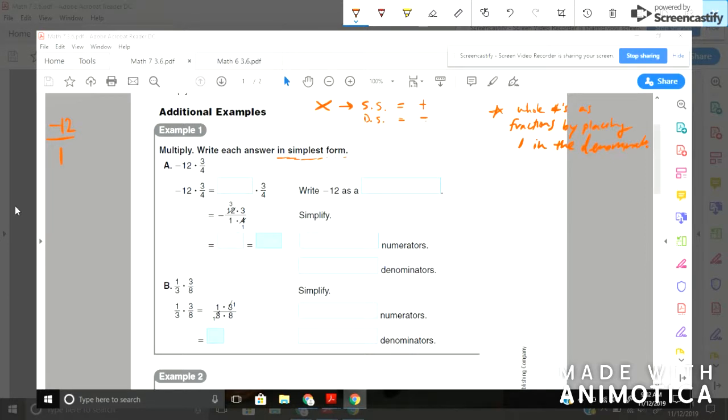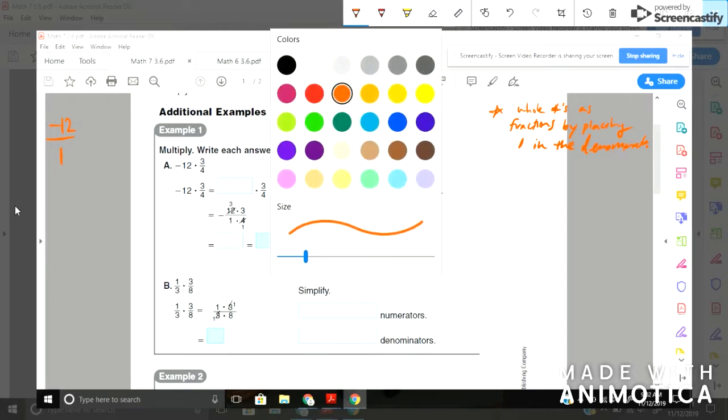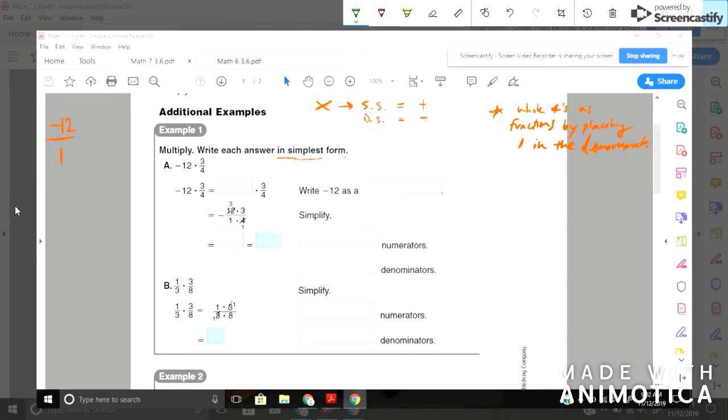All right, so use those helpful hints as we're working through this. The last helpful hint that I'll give you is remember when you're simplifying, you can simplify before you multiply. I'll point that out as we go through this. So our first step would be to write negative 12 as a fraction, like I was just saying. So it's the same thing as negative 12 over 1 times 3/4.